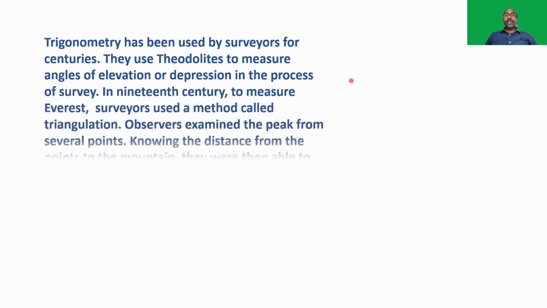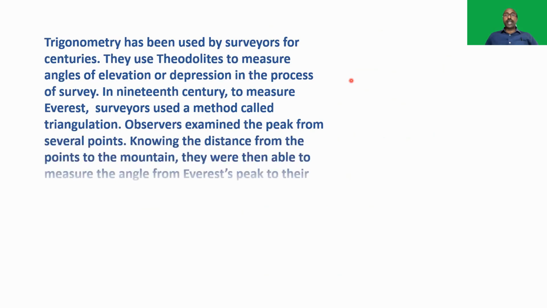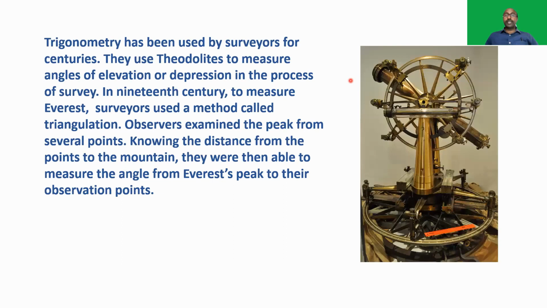In the 19th century, to measure Everest, surveyors used a method called triangulation. Observers examined the peak from several points. Knowing the distance from the points to the mountain, they were then able to measure the angle from Everest's peak to their observation points. In this manner, they found the height of Mount Everest. You can see the instrument theodolite here. In this picture, it looks small, but it is a big instrument that is used to find heights of the mountains.